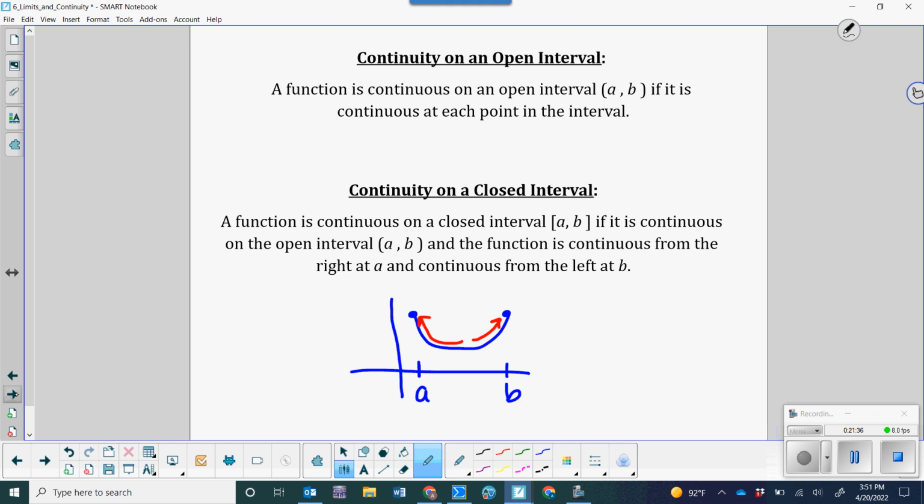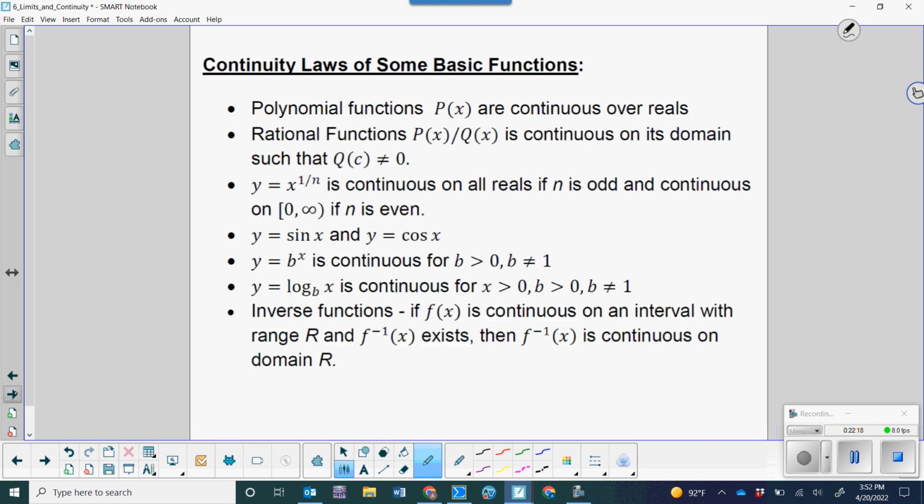All right, continuity on an open interval. We say it's continuous on an open interval as long as it's continuous on every point inside. A function might be discontinuous only at endpoints because the function just doesn't go past that, so we would just say it's continuous on an open interval. If it's continuous on a closed interval, it means it's continuous on the open interval and also continuous from the left at the right endpoint and from the right at the left endpoint, as you can see in that picture. As long as we're continuous from the inside and the inside is continuous, we would say it's continuous on a closed interval. Those are just real specific things.